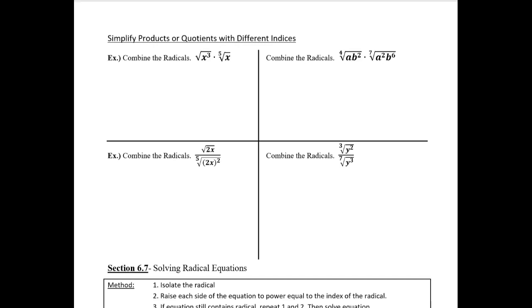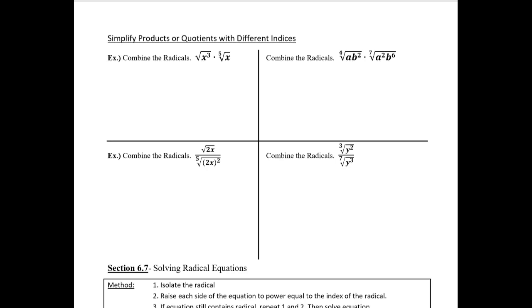In this next video, we are going to be simplifying products or quotients with different indices. So they have a different index. Some could be a square root, some could be a cube root. How do we multiply and divide those? Well, the key is our rational exponents.